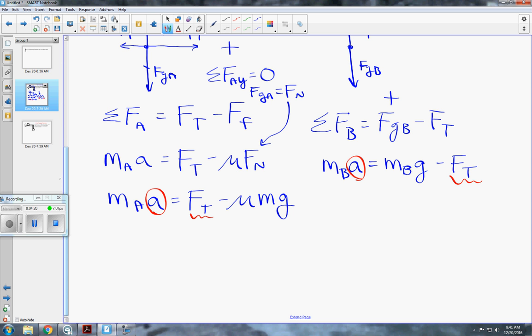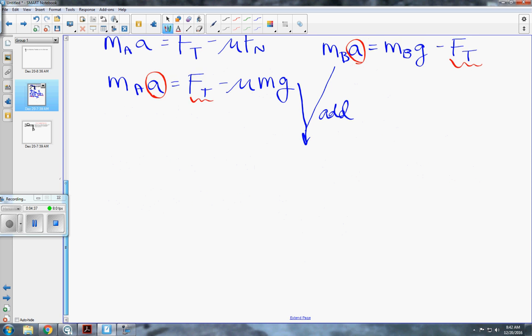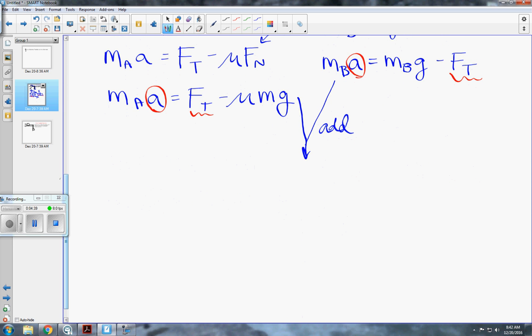Now you can use substitution, but an easy thing that happens when you solve the problem this way is you can add the two equations. You'll see that you have a negative force of tension on one side and a positive force of tension on the other side. When you add your two equations, those forces of tension will go away. And that's a nice way to help you isolate one of the variables. So let's add them together.